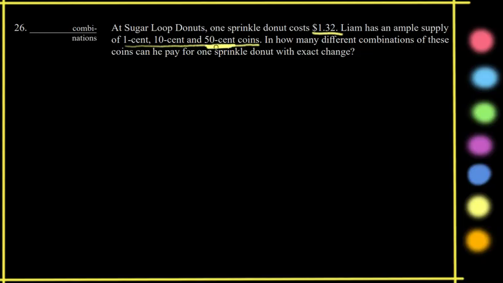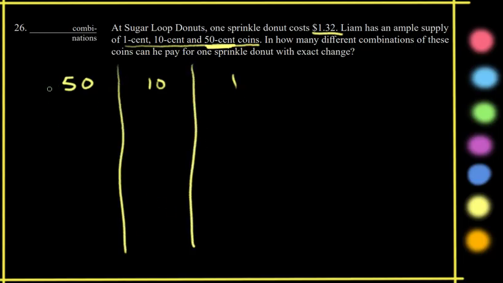You can take different options for how many 50-cent pieces he has. So let's do 50-cent pieces. How many 50-cent pieces is he going to use? How many 10-cent pieces is he going to use? And how many 1-cent pieces is he going to use? We can make a table like this, right? And find all the combinations that add up to $1.32.